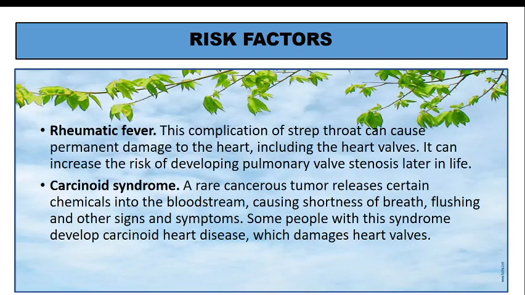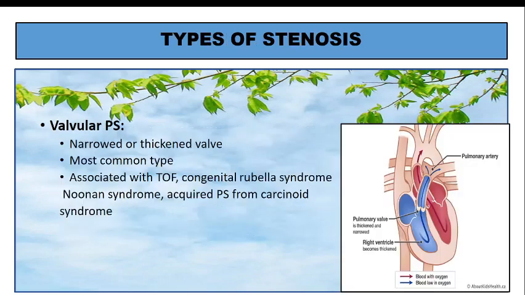Then is rheumatic fever. Rheumatic fever, we have already listened to the video. The valves are affected. The pulmonary valves are affected in rheumatic fever, and carcinoid syndrome, which we have earlier studied. So carcinoid syndrome is a rare cancerous tumor, releases certain chemicals to the bloodstream, causing shortness of breath, flushing, and other symptoms, and they also damage the heart valves.